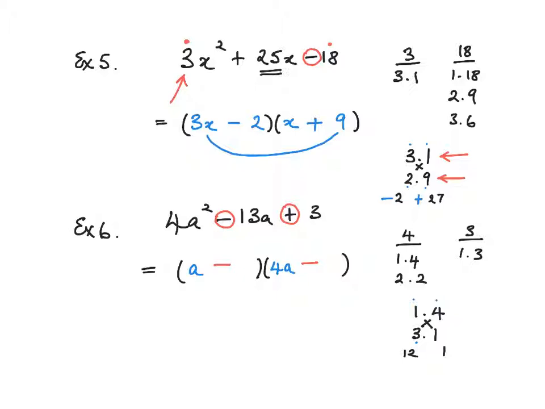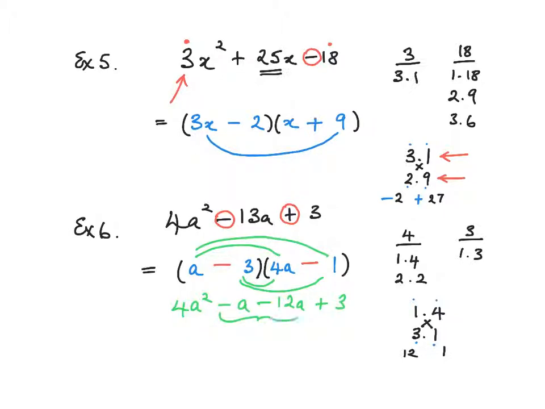First, last term in the first bracket and last term in the second bracket, and 1. And just to check, which is always useful, 4A squared minus A minus 12A and plus 3. Minus times a minus is a plus, and we can see the minus 13A in the middle.